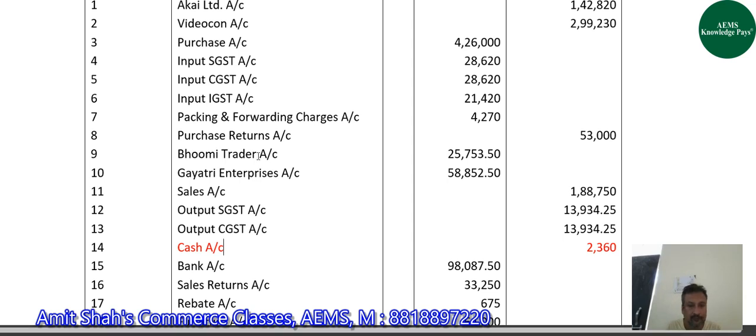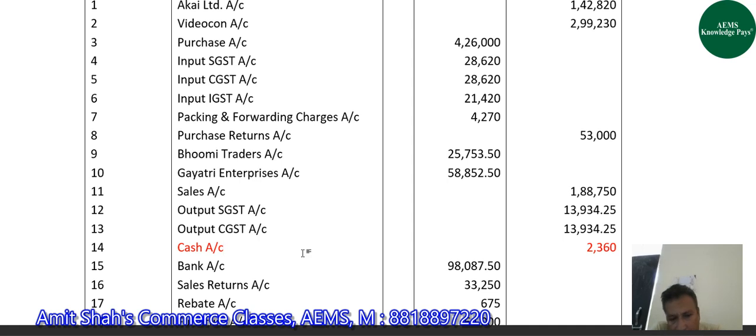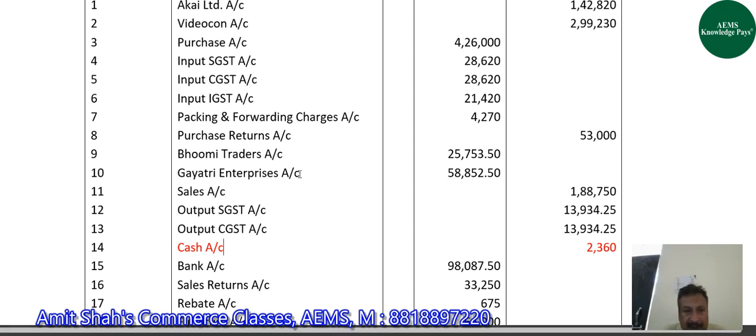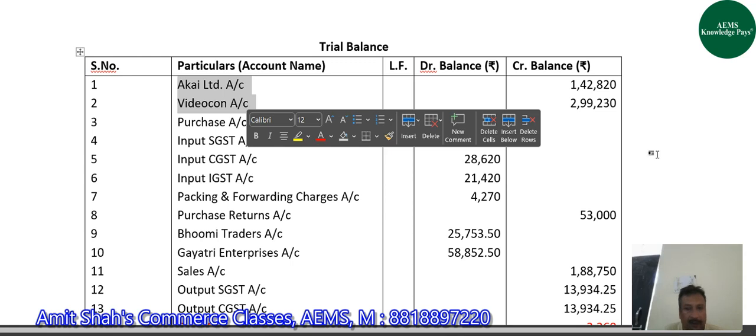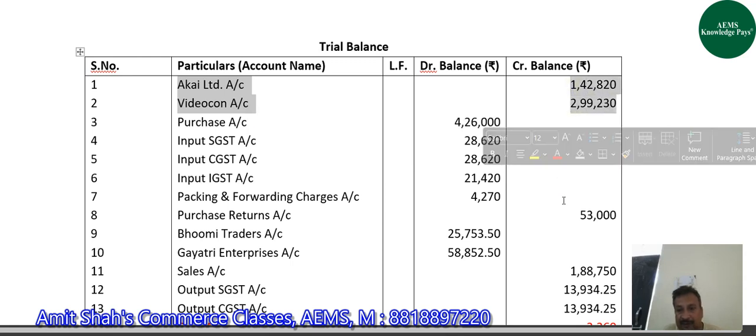That means we have to give this cash at the first date of the month. Sorry, Aryan? Means it is a credit balance, so we have to give this money to the creditor. No, no. See, cash account is not a personal account, it is a real account. If a personal account has a credit balance, it means that much we have to pay to an outsider. Means we have to pay to somebody. Like here, if you see Akai Limited and Videocon Limited, they both have a credit balance. So this much of amount we have to pay to each of them, right?